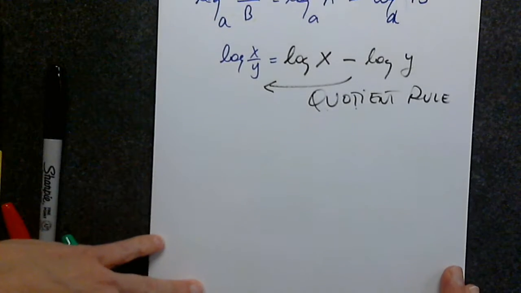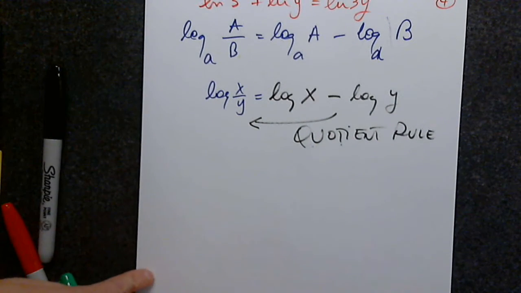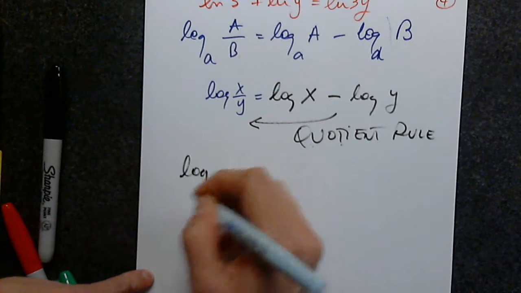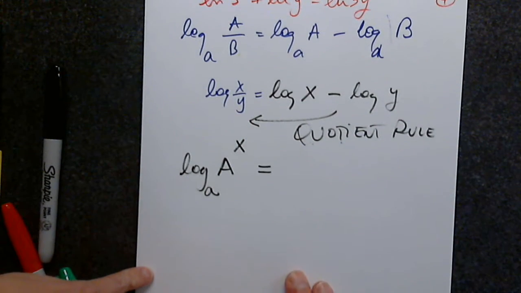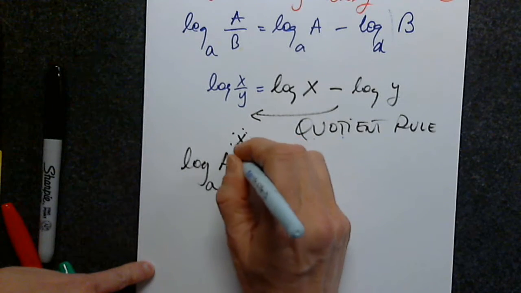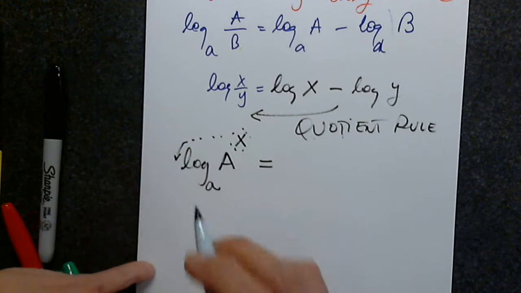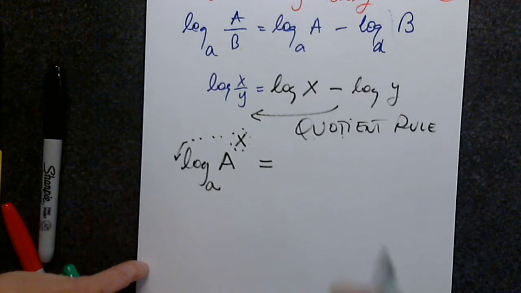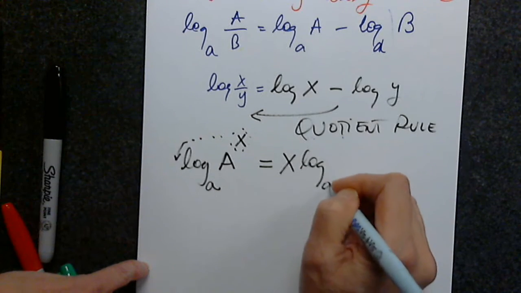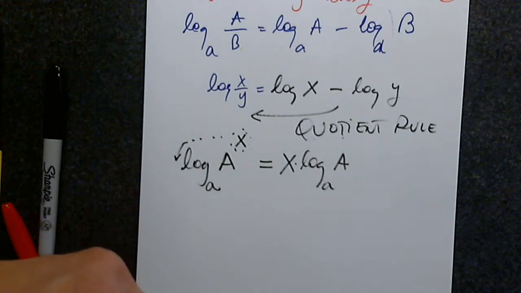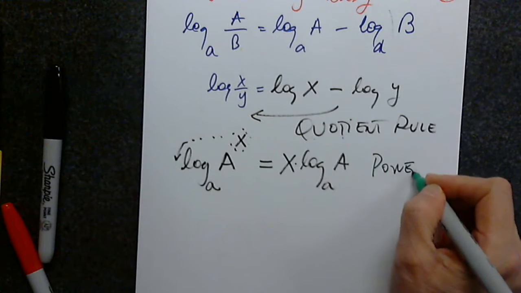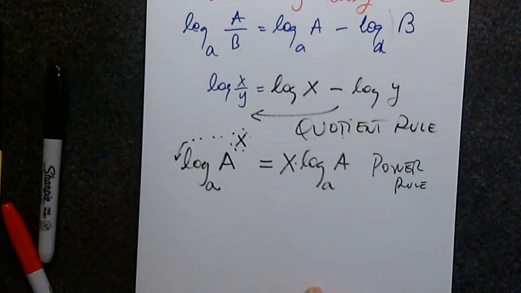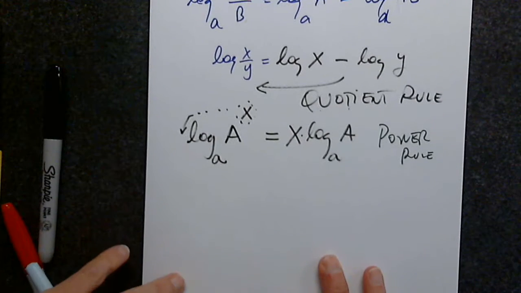And there is one more, the last property that no other function has. Log in any base, let's say base a, of a raised to power x. This power becomes a factor in front. Factor meaning it multiplies log. So x times log base a of a. Multiplication. It becomes a factor. Of course, this is called the power rule.